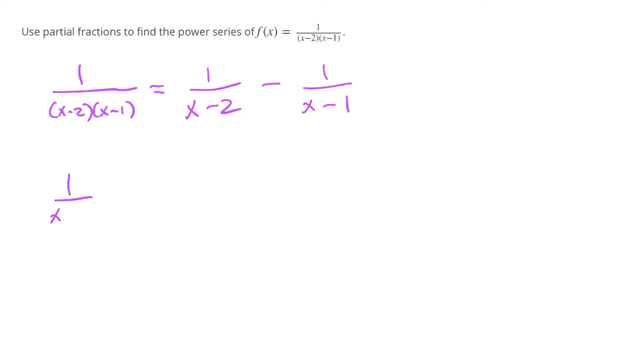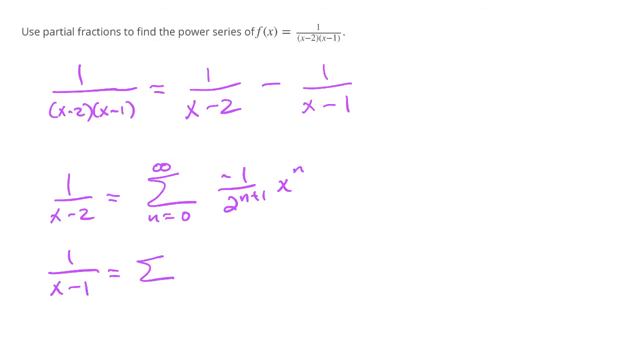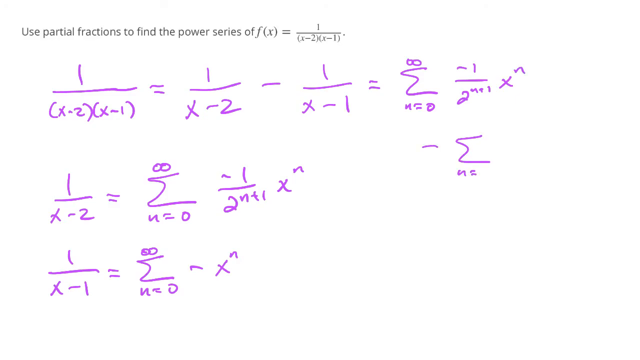So our power series for 1 over x minus 2 was going to look like the sum n equals 0 up to infinity of minus 1 over 2 to the n plus 1, x to the n power. And likewise for our 1 over x minus 1, this one was going to look like the sum n equals 0 up to infinity of minus 1, or just really minus x to the n power. And so when we put these things together in this form, we can do that as our sum n equals 0 up to infinity of minus 1 over 2 to the n plus 1, x to the n, minus our series n equals 0 up to infinity of minus x to the n.